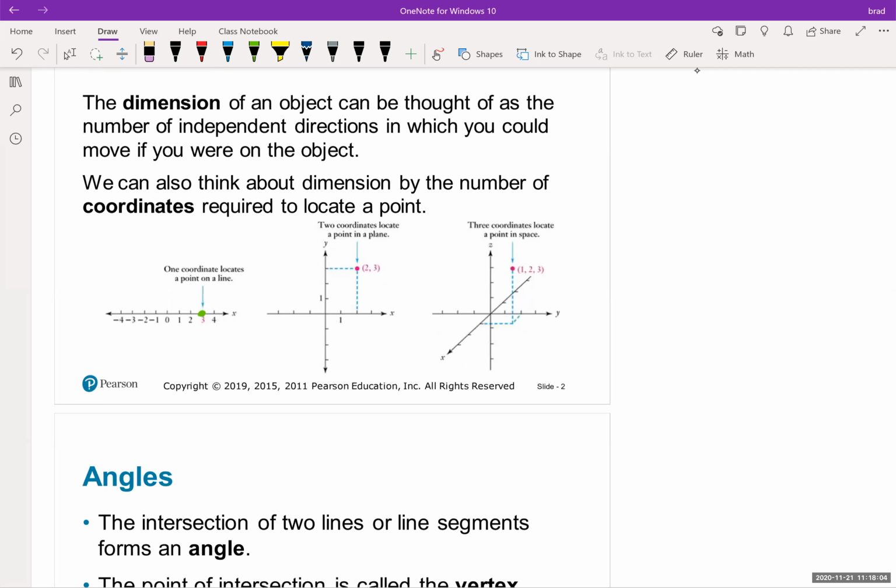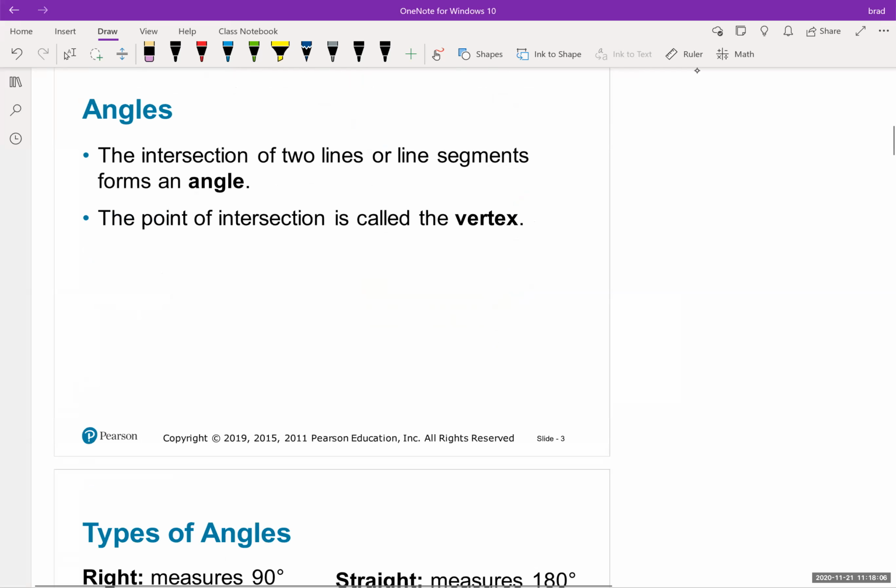Okay, the intersection of 2 lines or line segments forms an angle. So let's say we have a line segment here, and then let's say we have a line segment here. This is an angle. A lot of times we call that angle theta. You could call it X. You could also do it with a ray. A ray is a line that has a starting point, but then it goes on forever. So this is also an angle.